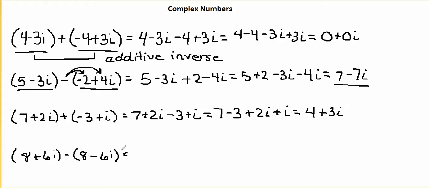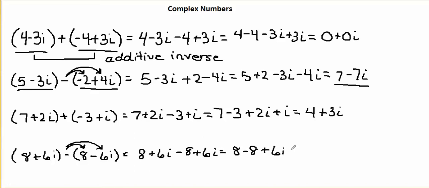And lastly, our last example, let's subtract these two. We have 8 plus 6i, and we have to distribute this negative across both terms. We have a minus 8 and then a positive 6i. Let's combine our real portions, combine our imaginary portions. And when we add our real portions, we get 0. When we add our imaginary portions, we get 12i. So this is a pure imaginary number. There's no real part of this number. And that's how you add and subtract imaginary numbers.